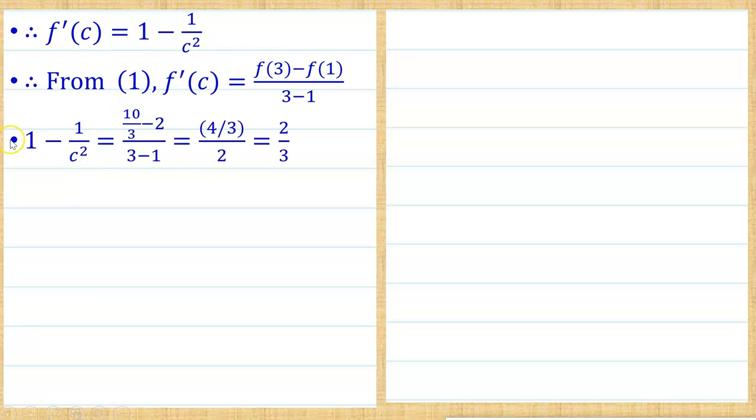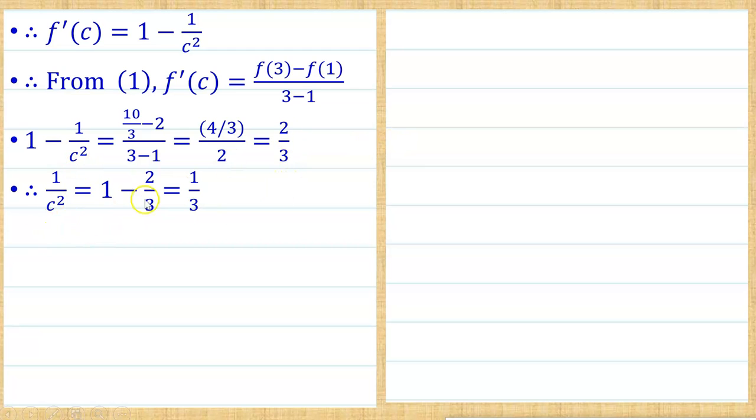Here f dash of c is 1 minus 1 by c square, and the value of f of 3 is 10 by 3, f of 1 is 2 upon 3 minus 1. Here we simplify: 3 into 2 is 6, 10 minus 6, 4 by 3 upon 2, and again if we simplify it is 2 by 3. Therefore 1 minus 1 upon c square is equals to 2 by 3.